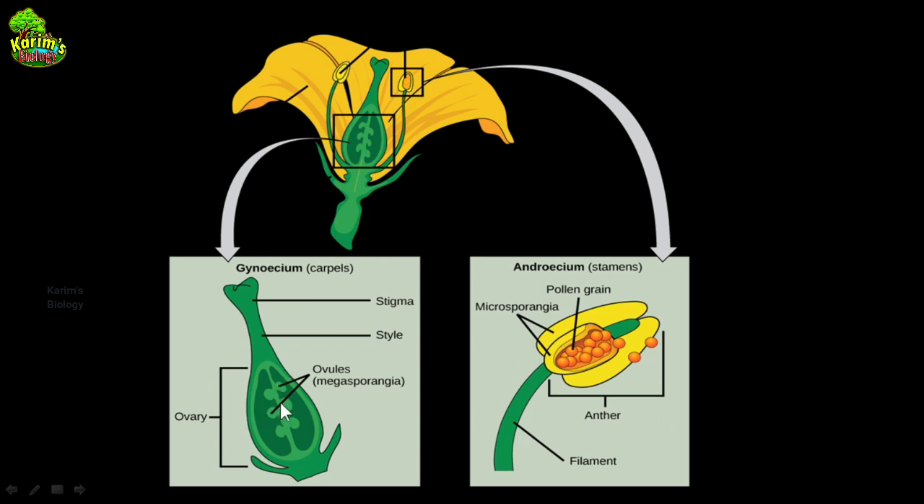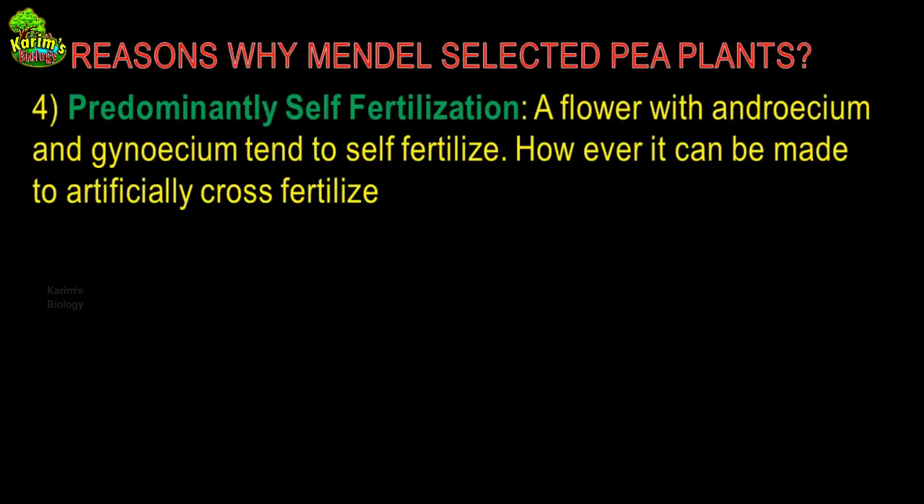Okay, and pea plants have both gynoecium and androecium, so they are called bisexual flowers or bisexual plants, and that's why he has chosen these plants. I told you that advantage. He can perform cross fertilization or self fertilization. And the third one is predominantly self fertilization.